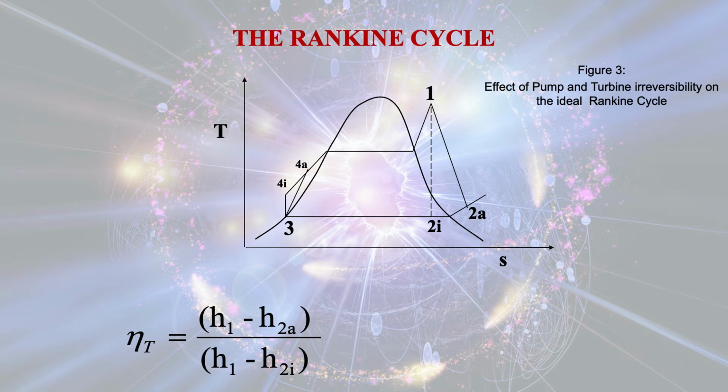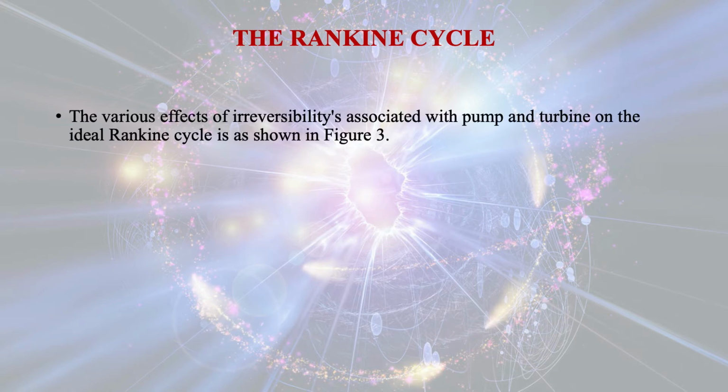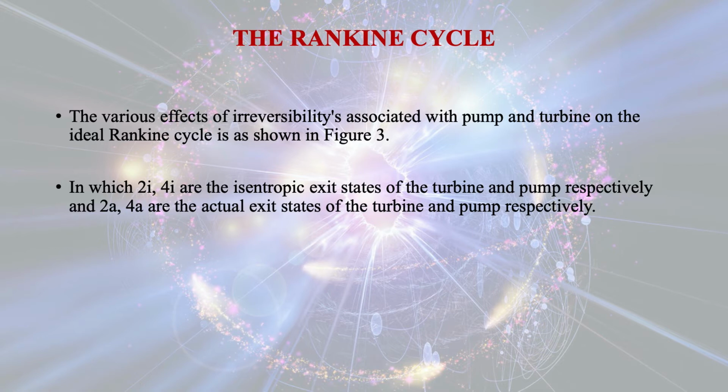The same we can do for the pump. The component efficiency of the pump is H4I minus H3 whole divided by H4A minus H3. This can be clear if you see the picture. The various effects of irreversibilities associated with pump and turbine on the ideal Rankine cycle are shown in figure 3, in which 2I and 4I are the isentropic exit states of the turbine and pump respectively, and 2A and 4A are the actual exit states of the turbine and pump respectively. And why this difference? Because there are irreversibilities in the processes.